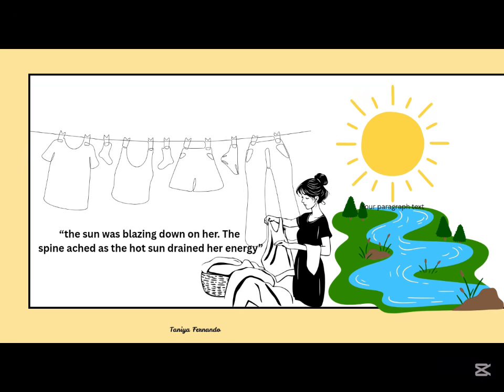For instance, at the beginning of the story by the river, the author writes: the sun was blazing down on her. Her spine ached as the hot sun drained her energy. Later she calls the sun a menacing white hot ball overhead and notes that Prema's hands were smarting from soap suds, and this painful imagery allows the reader to physically feel the brutal reality of her daily labor.